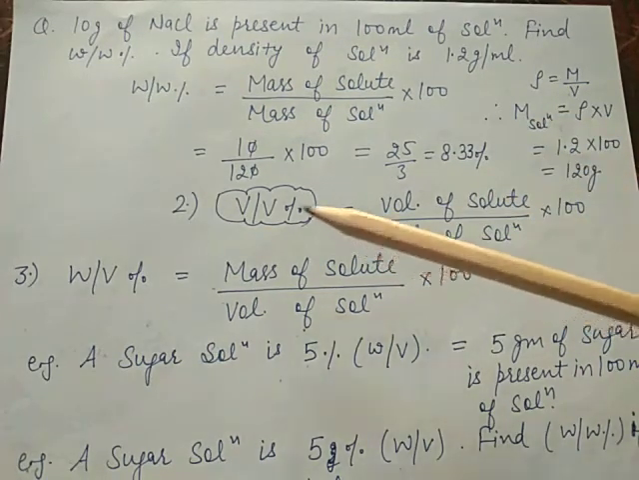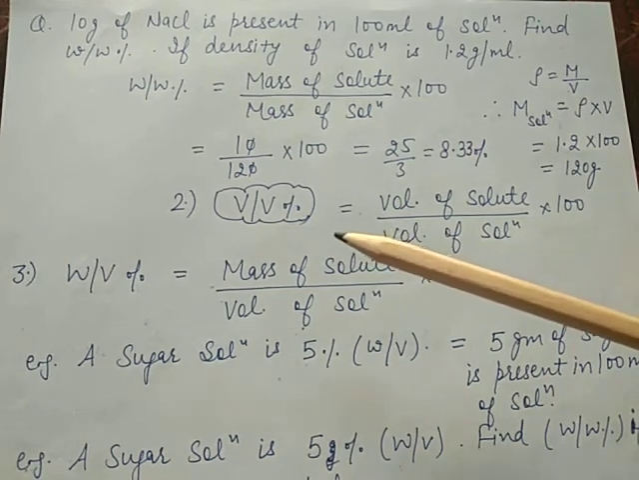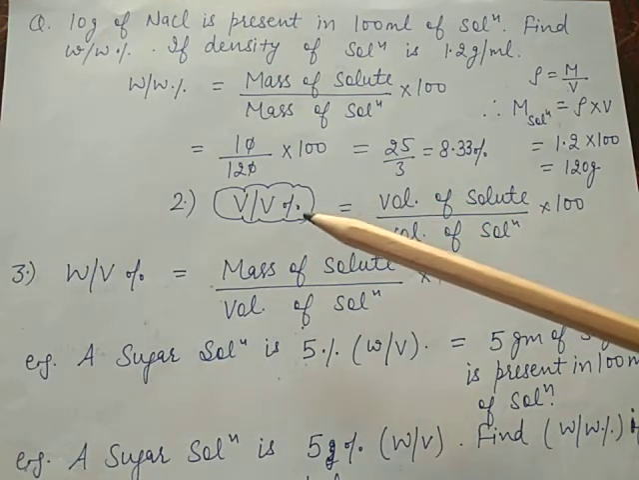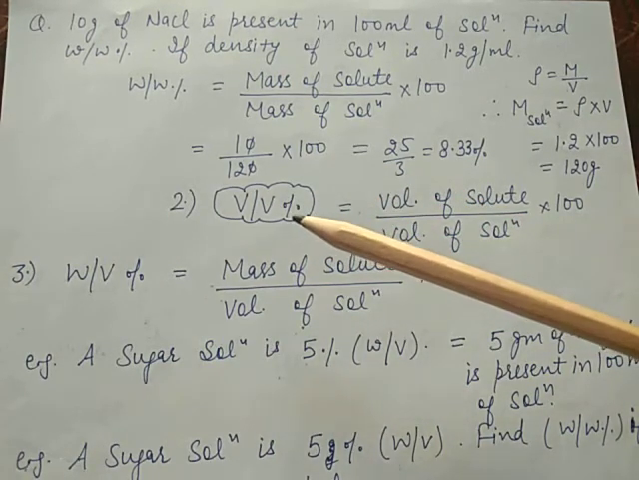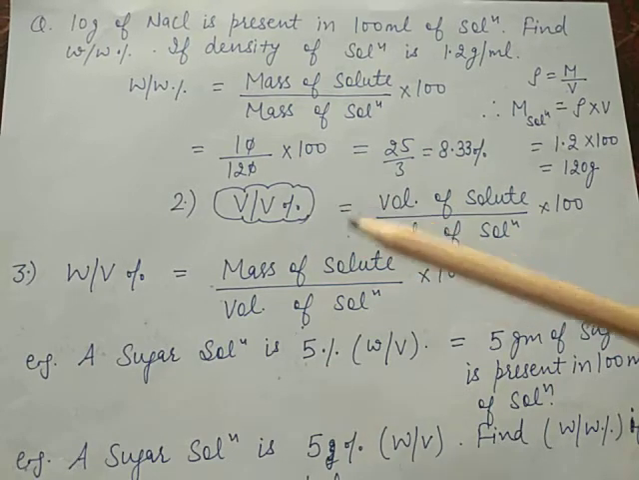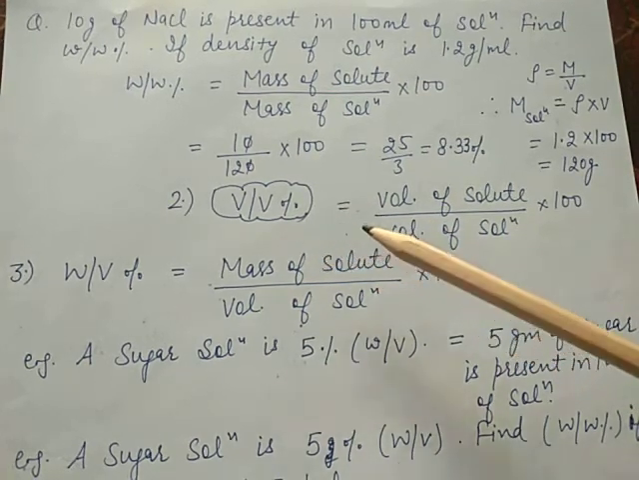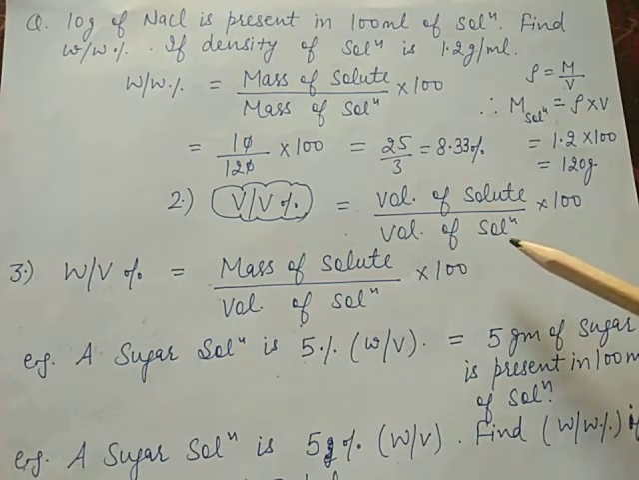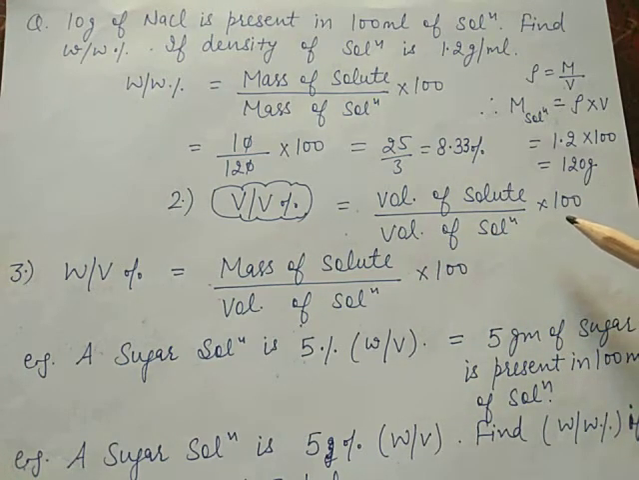Now the next topic is volume by volume percent. It means the volume of the component per 100 parts by the volume of solution. V by V percent means volume of solute divided by volume of solution multiply 100.